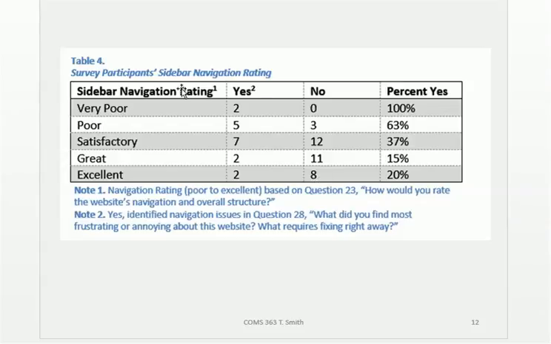The no column might be better replaced by a total number. So 7 out of 19 gives you a 37%. That might be more useful.